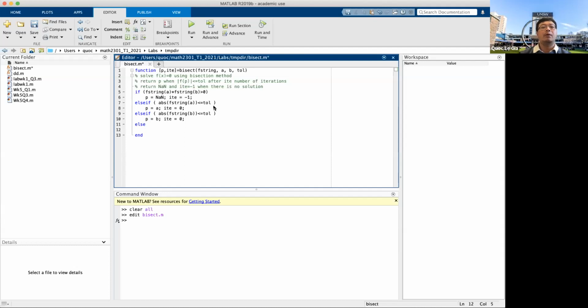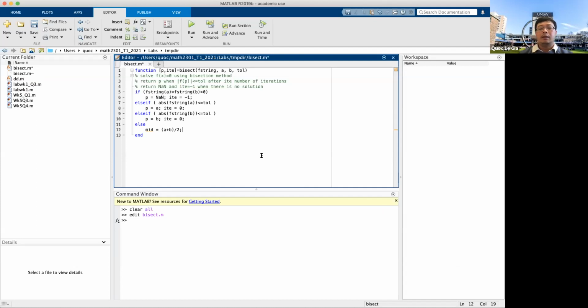Okay, so now it's time to do the bisection method. And if you remember the bisection method, first you have to divide the interval into two subintervals. We do that by computing the midpoint. So the midpoint is just (a plus b) divided by 2.